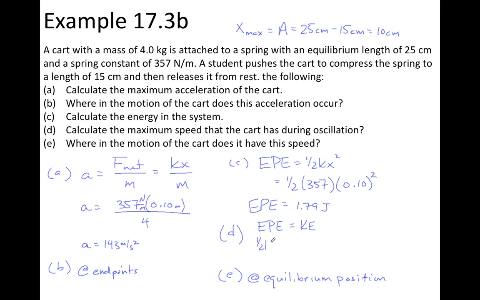So that elastic potential energy that I know is 1.79 will end up being the kinetic energy, which is given as 1/2 mv squared. We're given the value of the mass, and if we solve for the speed, we get 0.95 meters per second.